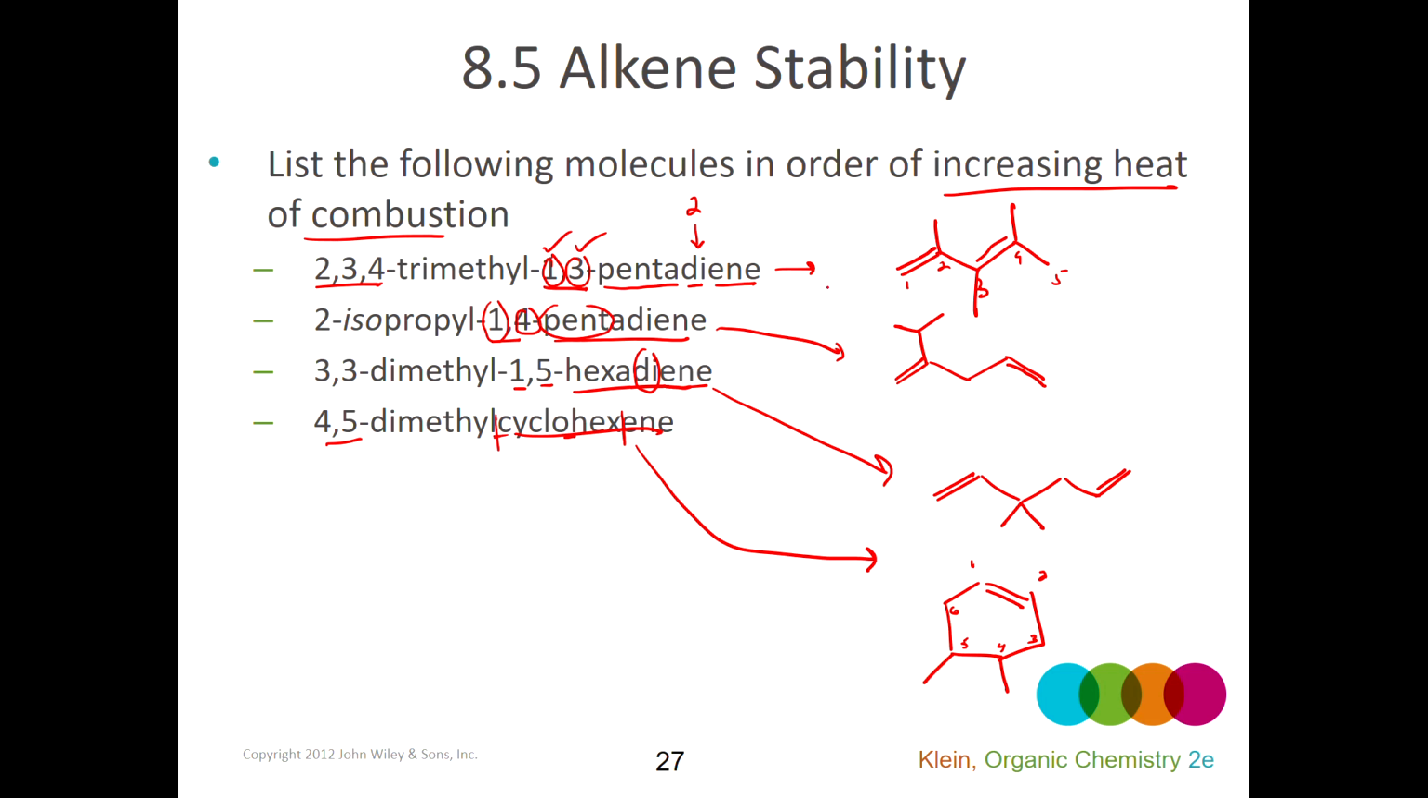So when it comes to judging the stability and heats of combustion, let's call these A, B, C, D, so we can rank them. I'm going to go from least stable to most stable. The least stable is going to have the highest heat of combustion because it has the most potential energy to release upon being converted to CO2 and water, and the most stable would have the lowest heat of combustion.